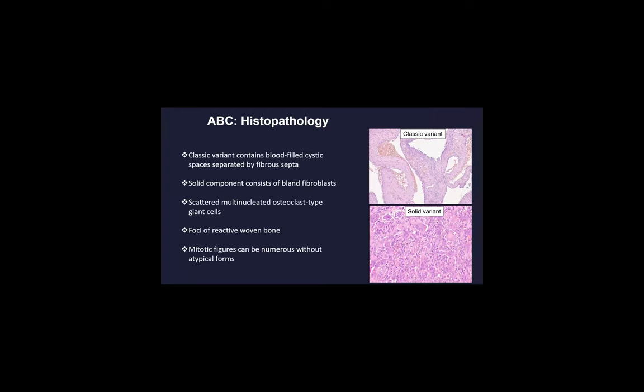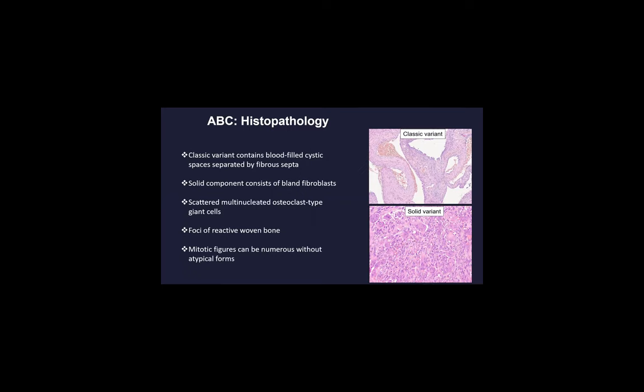Okay, so in terms of the histology for ABC, the classic variant is going to show these cystic spaces, where the solid variant lacks the cystic areas. But in the walls of the cyst and in the solid areas, you're going to see the same pattern, which is unevenly spaced giant cells in a background of bland spindle cells, which are fibroblasts. These can have kind of seams of osteoid deposition and woven bone. And it's important to recognize you can see mitotic figures. Mitotic figures don't bother me unless they're atypical. So you shouldn't see any atypical mitotic figures in aneurysmal bone cyst.